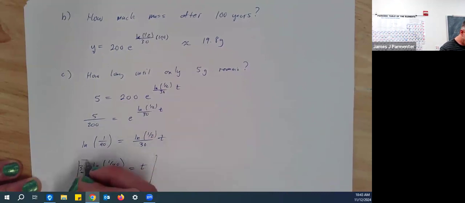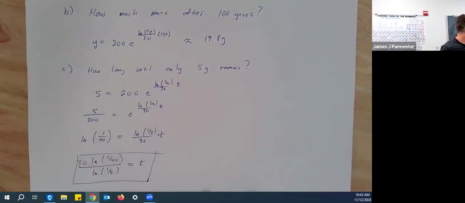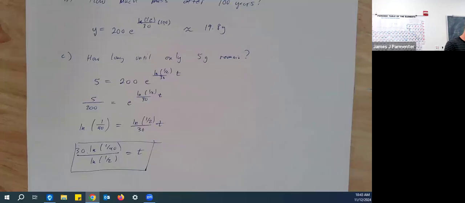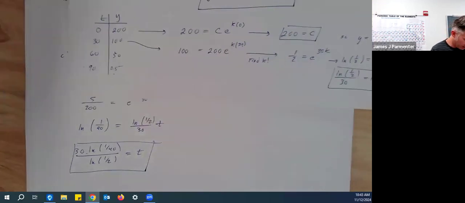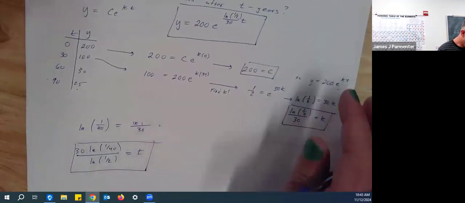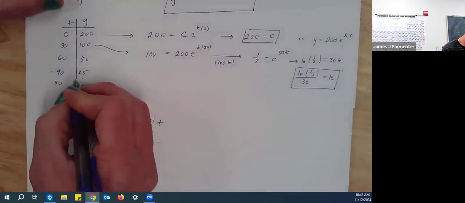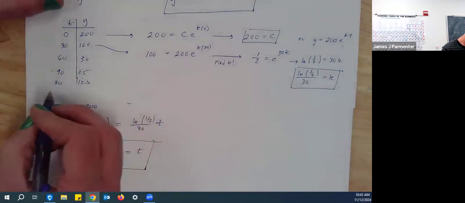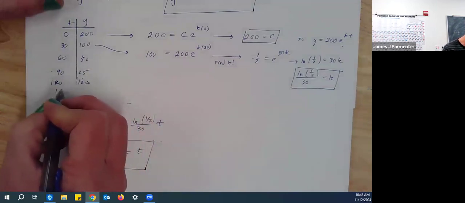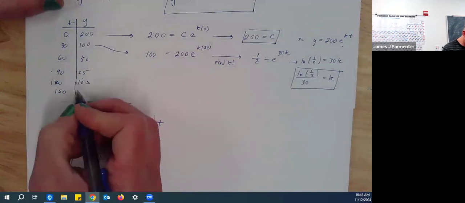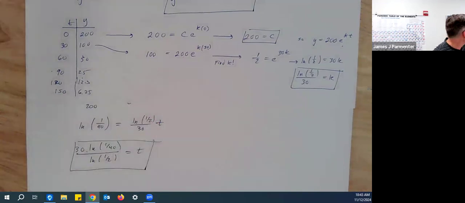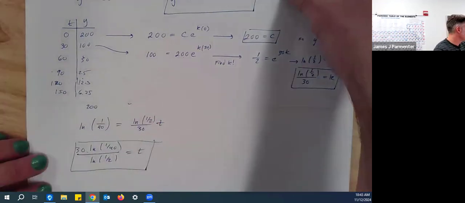Because again, I have no idea how long that really might be, right? So just looking at how much time it should take, looking back at this for a second, I know that after another 30 years, I'm getting down to 12.5, and after another 30 years, after 150 years, I'm getting down to half of 12.5, which is 6.25. So it should be more than 150 years.